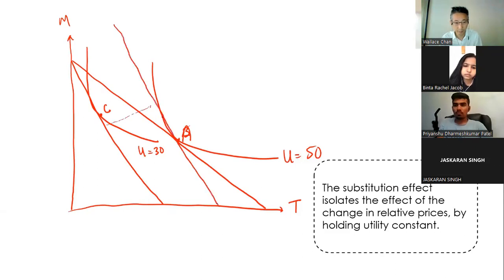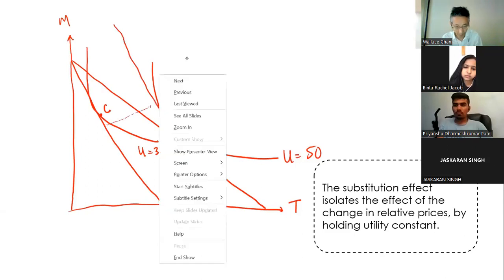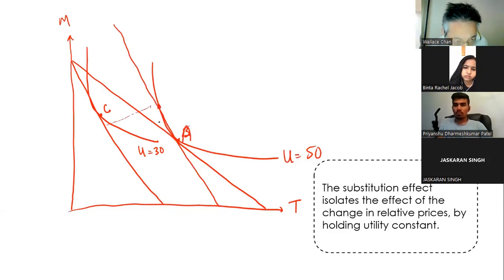Okay, so I tried to draw this with the same slope as here, but I drew it in such a way that it touches my original indifference curve. So you see what I did here? I drew this new curve. And then I tried to find this point here, B.